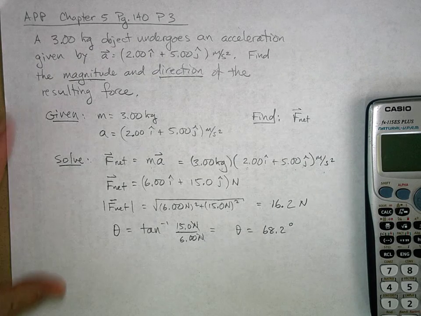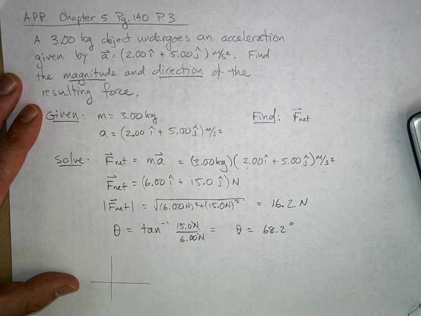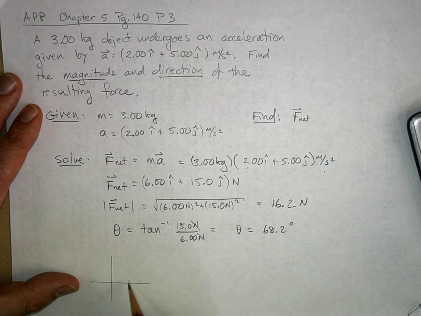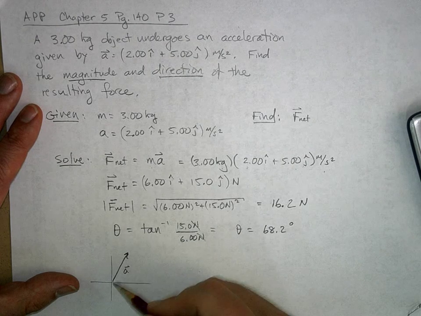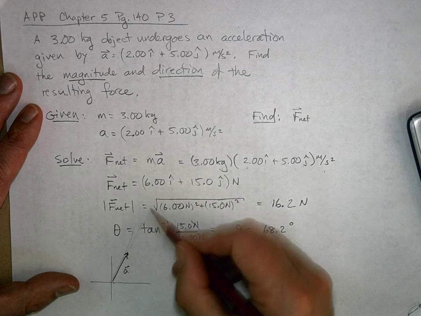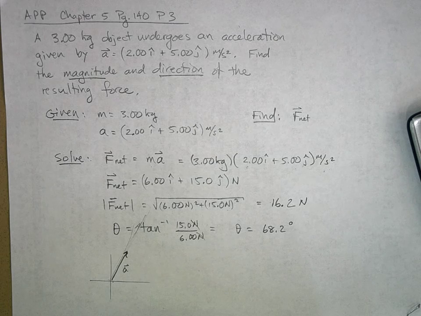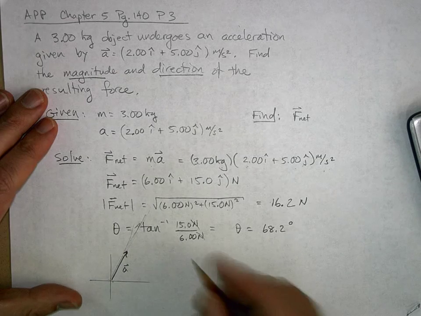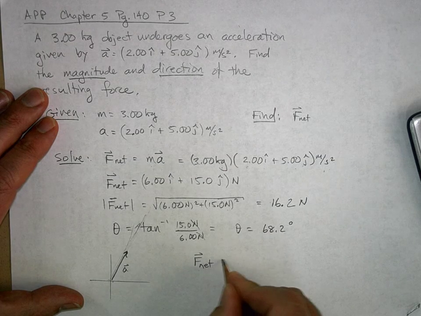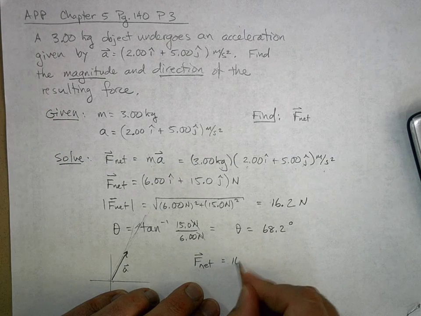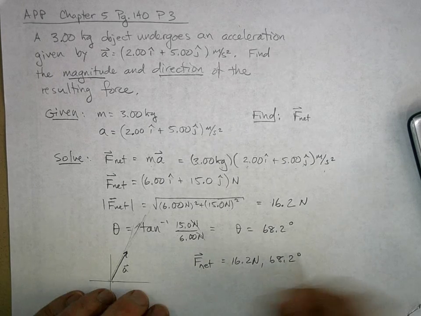Notice I didn't really draw any kind of a sketch for this, which is bad. I could probably draw the acceleration as over 2 up 5. So there's my acceleration vector. And then all the mass does is change the length of this and change the units of it from meters per second squared to newtons. And so I can say, okay, the resulting force, or the net force, had to be 16.2 newtons at an angle of 68.2 degrees.